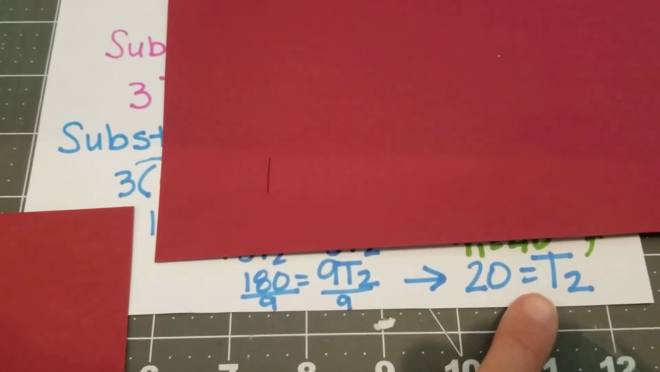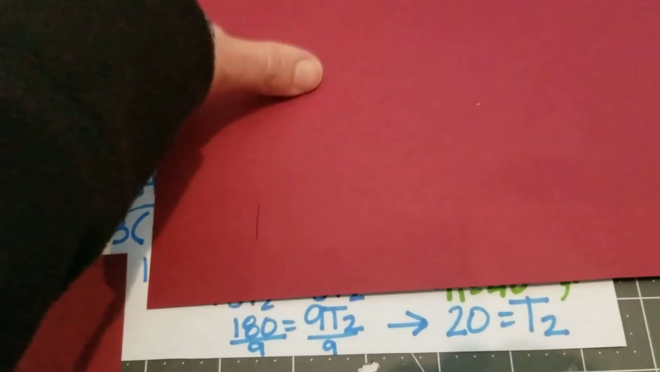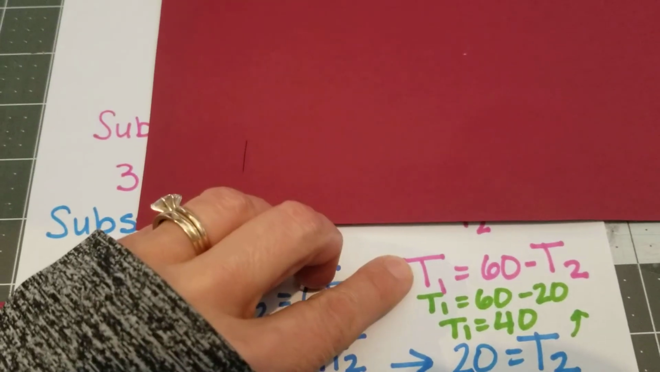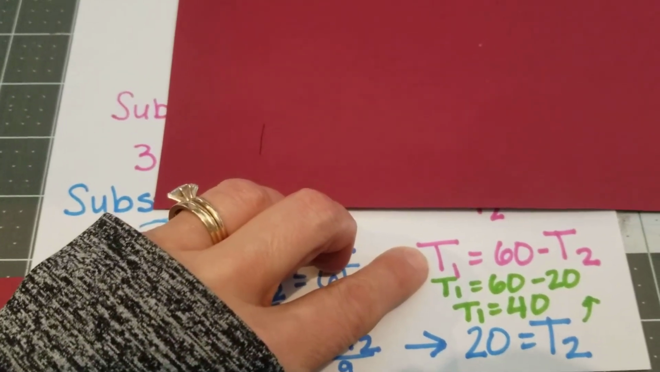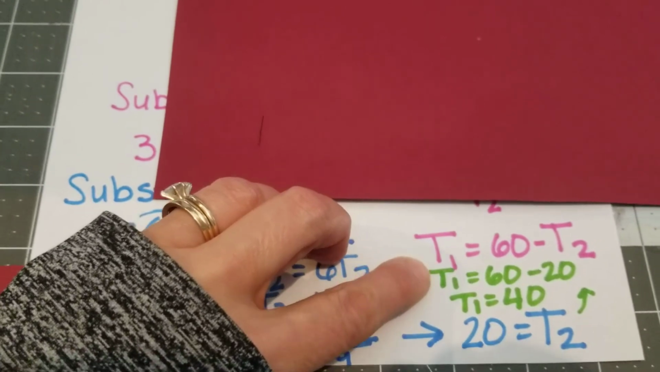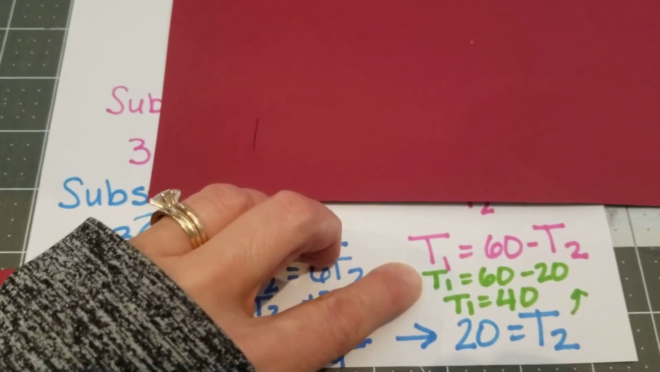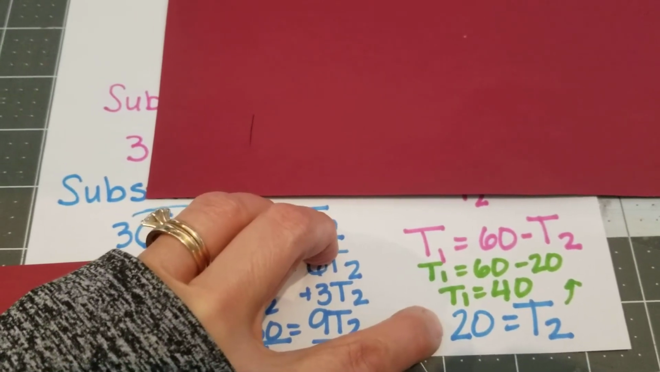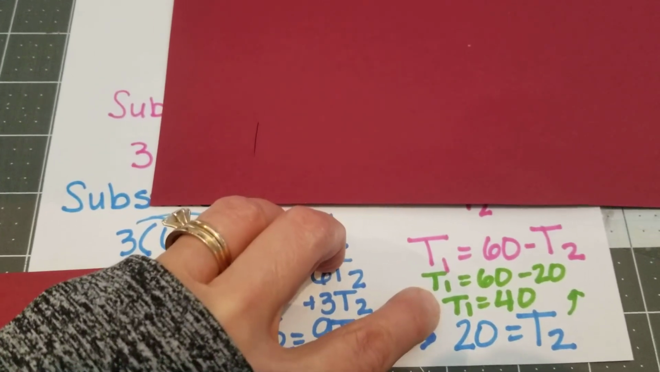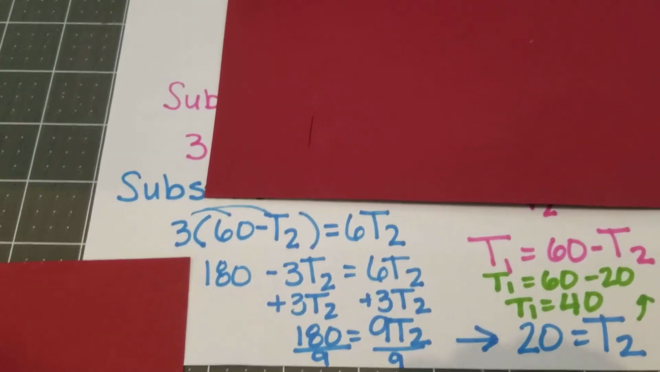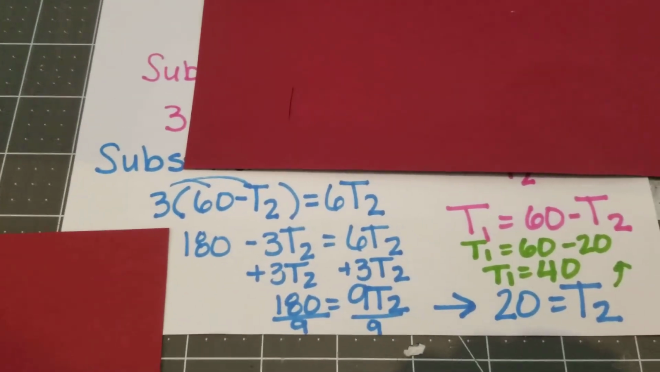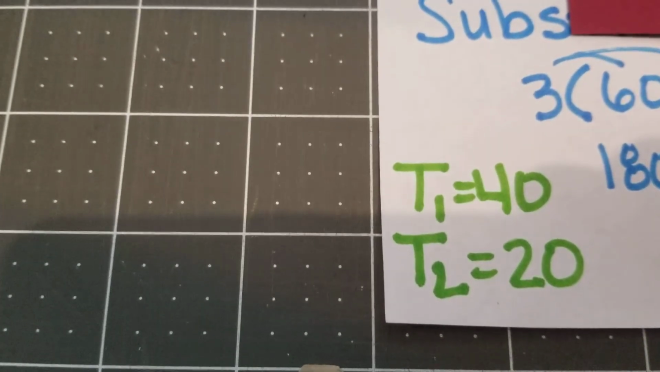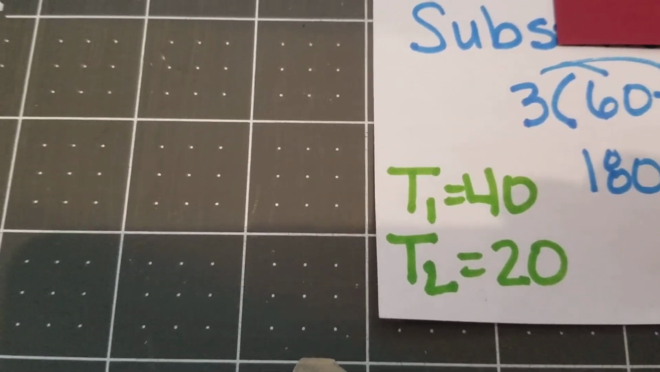Since 20 equals T2, I can take that back up to the equation that I had in pink, which is T1 is equal to 60 minus T2. T1 is equal to 60 minus 20, which I substituted from here. T1 is equal to 40. Just to make it clear, and because I ran out of room at the bottom, I wrote it in a nice way: T1 is equal to 40, T2 is equal to 20.